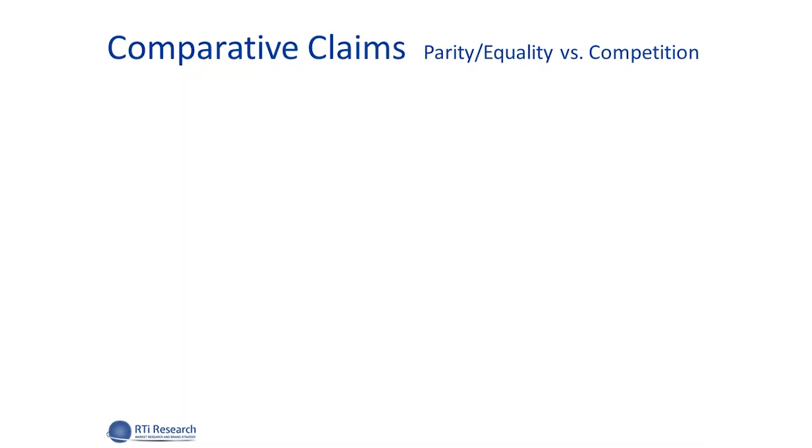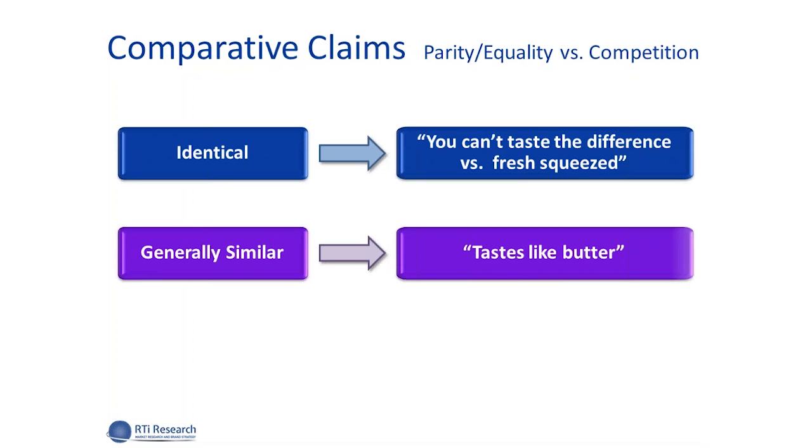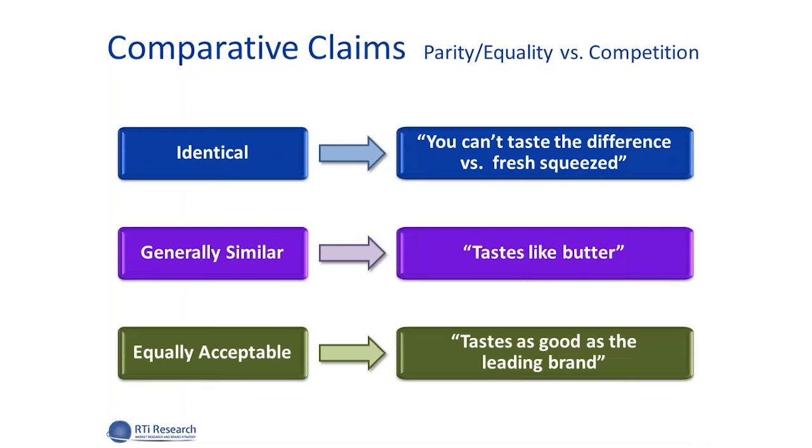One type is an identical claim where you're saying, for example, that you can't taste the difference versus fresh squeeze. You're basically identical. The next one would be generally similar, where you're saying you taste like butter, as an example. And again, you want to be very careful. One word could be very different. Taste like butter is totally different than saying taste just like butter. And the final type is what's called equally acceptable, where you're saying taste as good as the leading brand. And then that gets into a whole territory of what is the leading brand, what would consumers think is the leading brand, and the kind of discovery your team would undertake to figure that out. What do we need to test against?